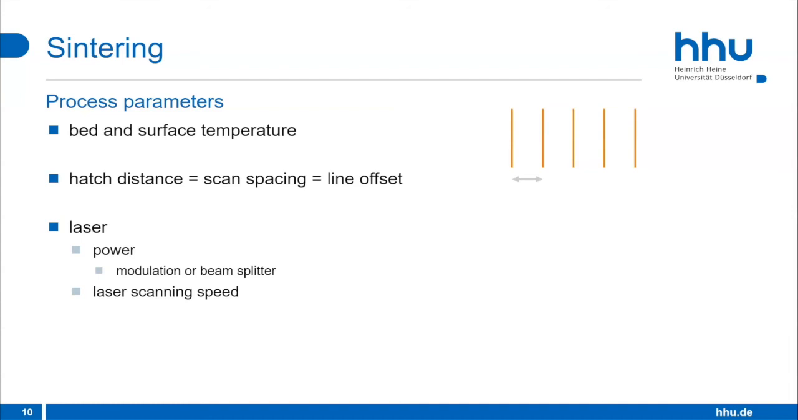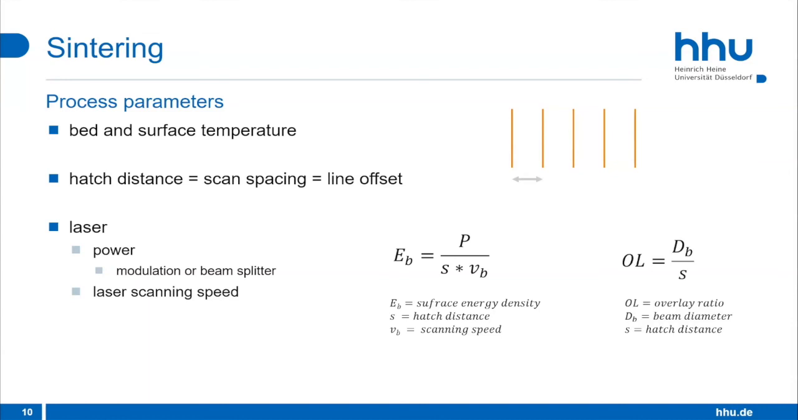And you can control the laser scanning speed. From that, you can calculate the surface energy density that you have on any given spot during your print by dividing the laser power by the hatch distance and the scanning speed. This is a very intuitive equation that explains the laser energy input on the surface area. You can also use the overlap ratio, which sets the beam diameter in relation to the hatch distance, which is part by now of the official definition of the surface energy density.